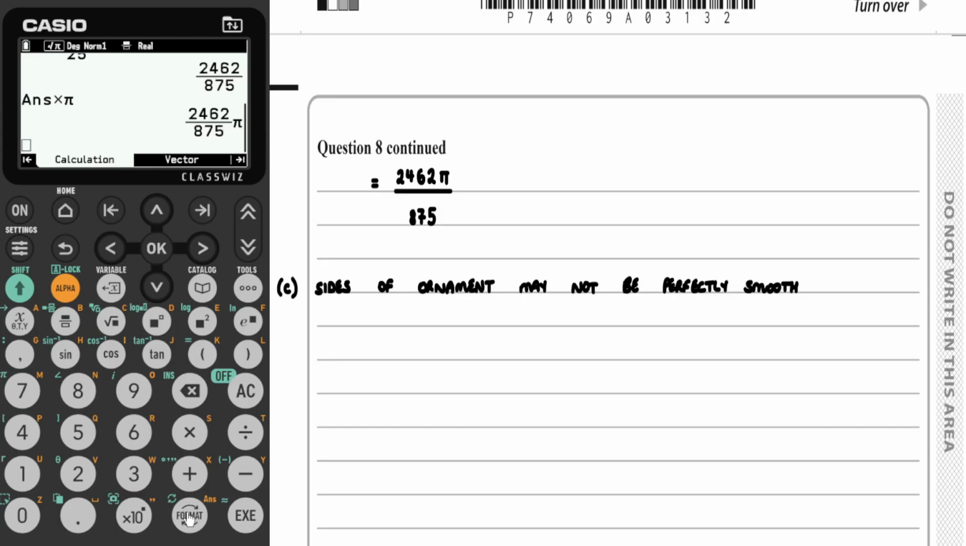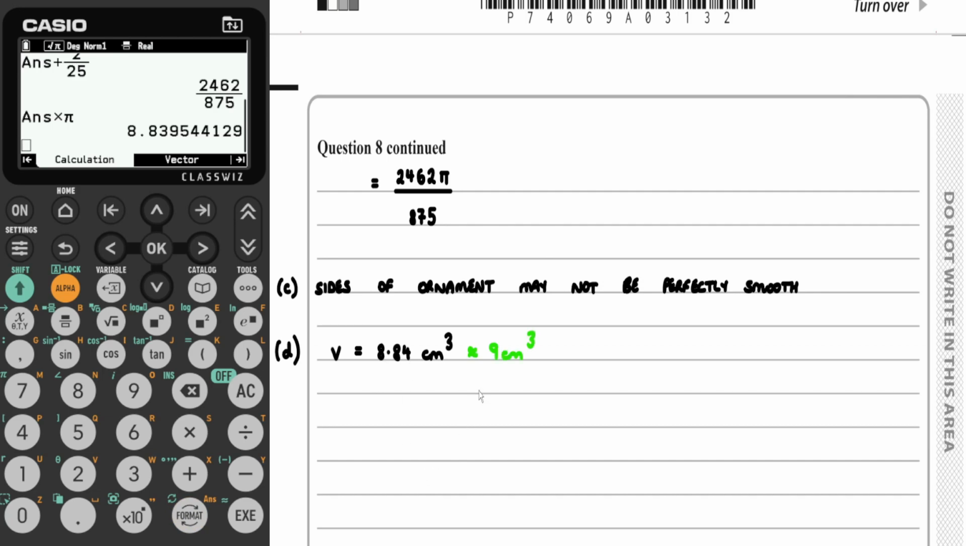If I find out what this numerical value is, I get 8.839, etc. So the volume is equal to 8.84 cm cubed, which is approximately 9 cm cubed. So therefore the model is suitable.